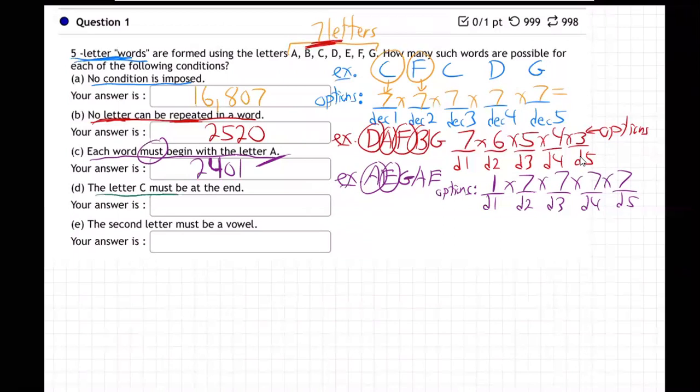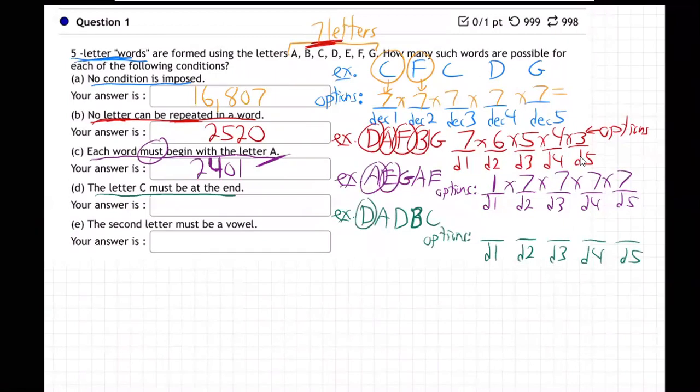And then for the next one, the letter C must be at the end. Okay, let me do that. D, A, D, dad, B, C. So there we go, I just did an example. I made 5 decisions. Decision 1, decision 2, decision 3, decision 4, decision 5. And what were my number of options? For the first letter, I chose a D. I had 7 options. Could have put anything I wanted there. Next letter, I chose an A. Anything, 7 options. Next letter, chose a D, 7 options. Chose a B. So now the last spot, C must be at the end. So I only had 1 option at the end there, right? That had to be a C.